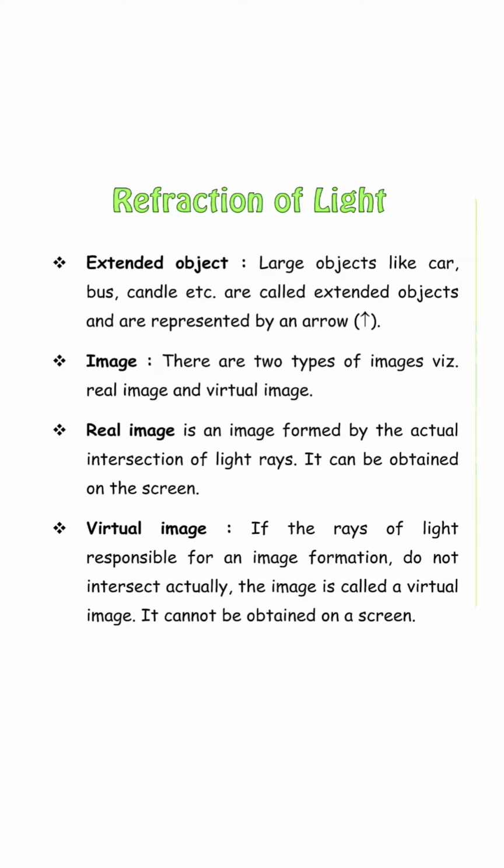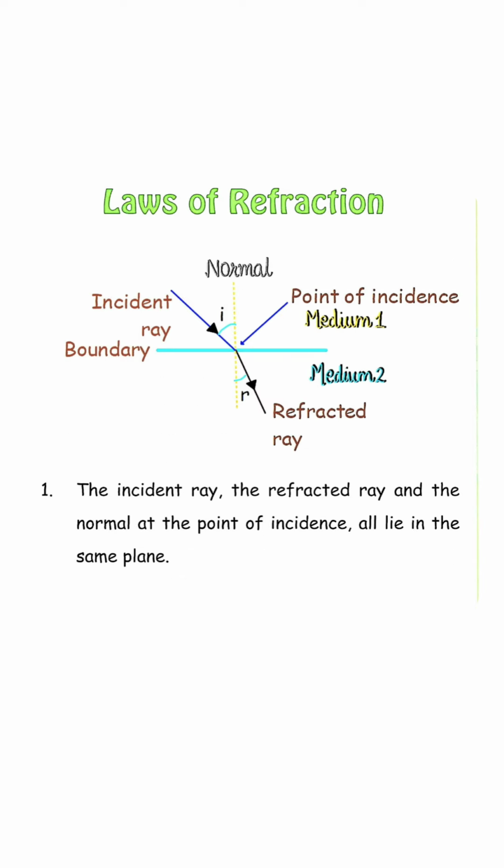Now we are going to study the laws of refraction of light. Let us consider the boundary, incident ray, refracted ray and normal, along with the point of incidence, medium 1 and medium 2. What is the statement of the first law? The incident ray, the refracted ray, and the normal at the point of incidence all lie in the same plane. Observe the diagram: all are incident on one particular point, the point of incidence. This we call the first law of refraction.